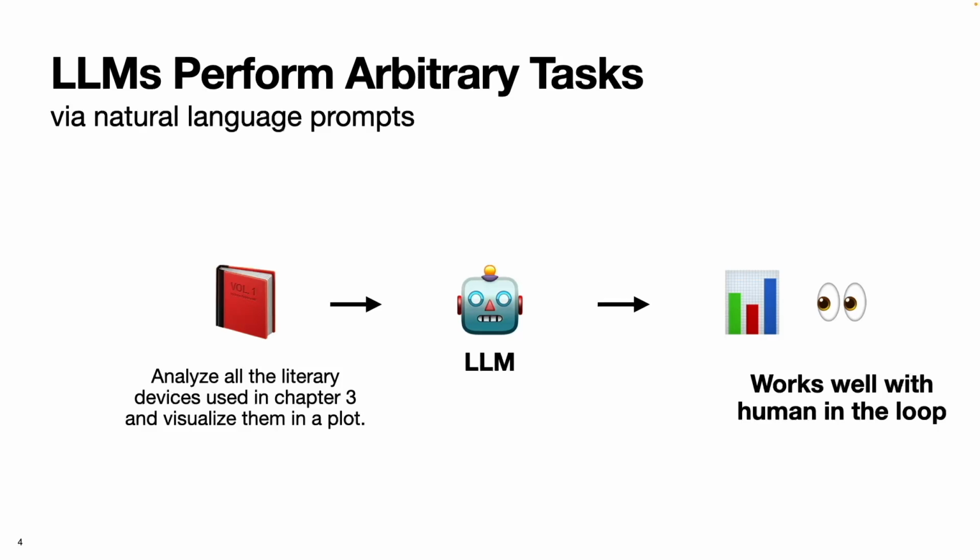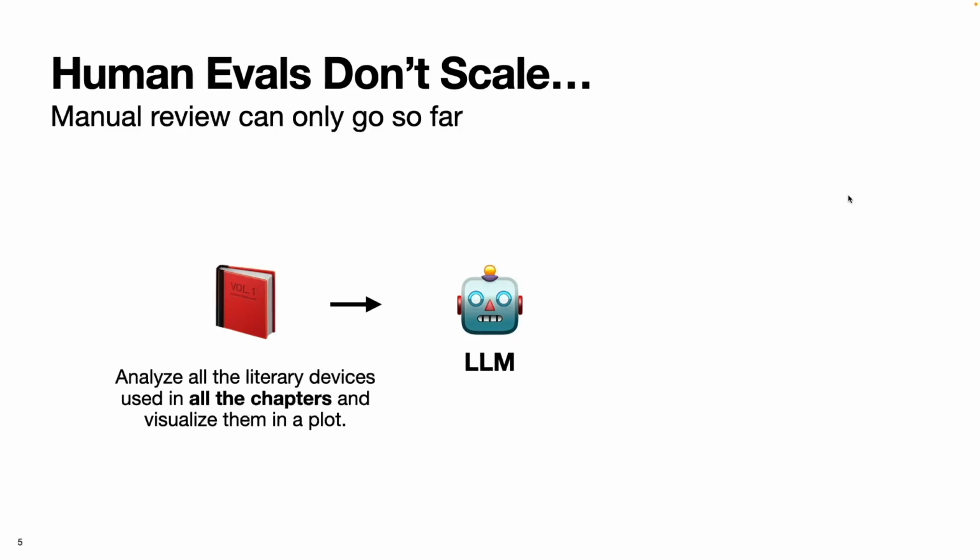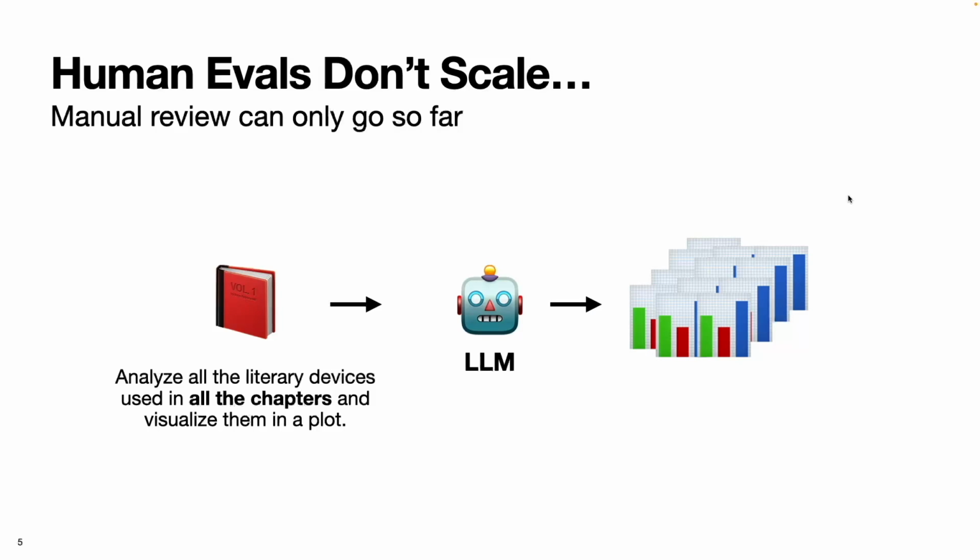And this typically works pretty well because if we're just having the LLM do ad hoc tasks through an interface like ChatGPT or Claude, you can always manually review whatever output it spits out and make sure it is error-free or good enough for your specific use case. But this approach does have its limitations, and that's simply because human evals don't scale. So for example, if instead of just doing one chapter, we wanted the LLM to analyze all the literary devices in all of the chapters and visualize them in plots, then this is going to take significantly more work from us in the manual review process.